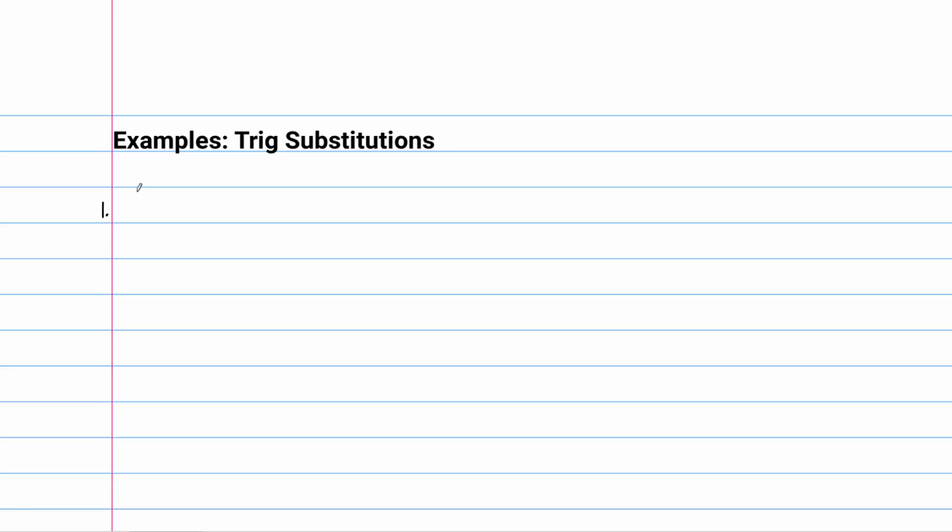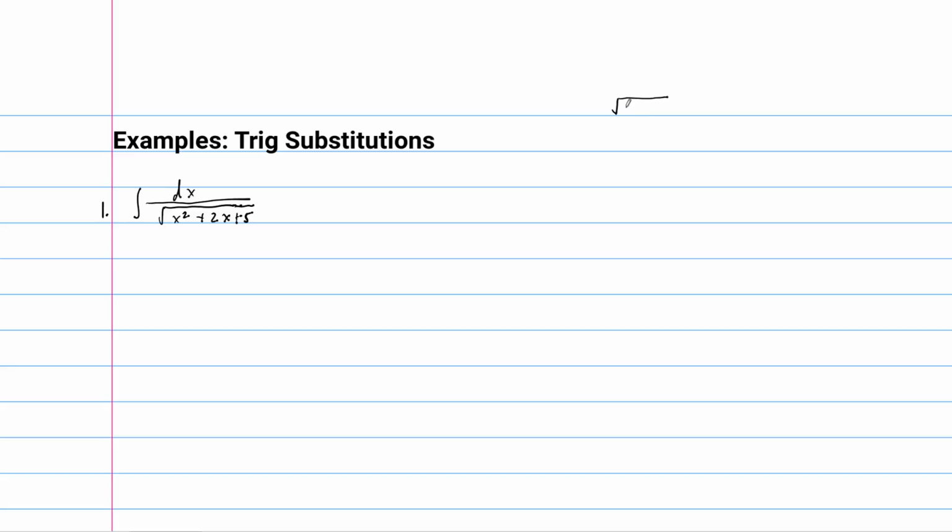Example number 1. I want to integrate the function dx over, so this is really like 1 over the square root of x squared plus 2x plus 5. So the first thing we need to do is try to get this into a form that fits our trig substitution pattern. So let's remember that if we have a trig substitution, I'm going to just kind of recreate our table up here, right?